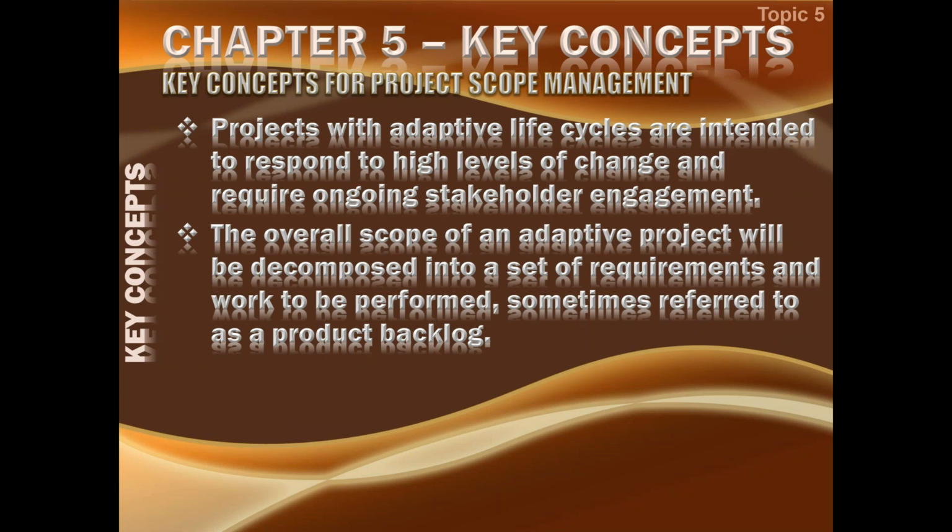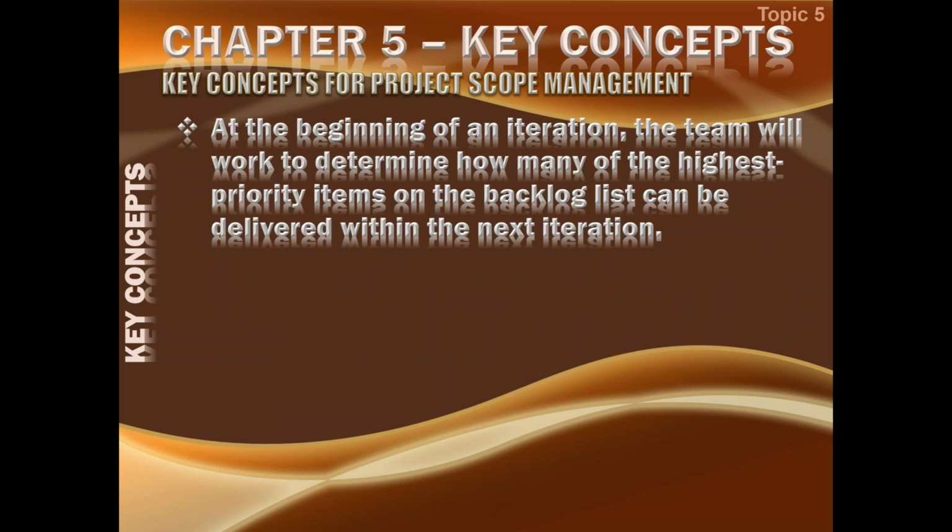We just select a few tasks from the product backlog for each iteration, and we focus on that iteration alone. So at the beginning of an iteration, the team will work to determine how many of the highest priority items on the backlog list can be delivered within the next iteration, and it is the team which decides how much they want to pick up and how much they want to do. It is not their project manager or the stakeholder who will define what you will be doing in this iteration.